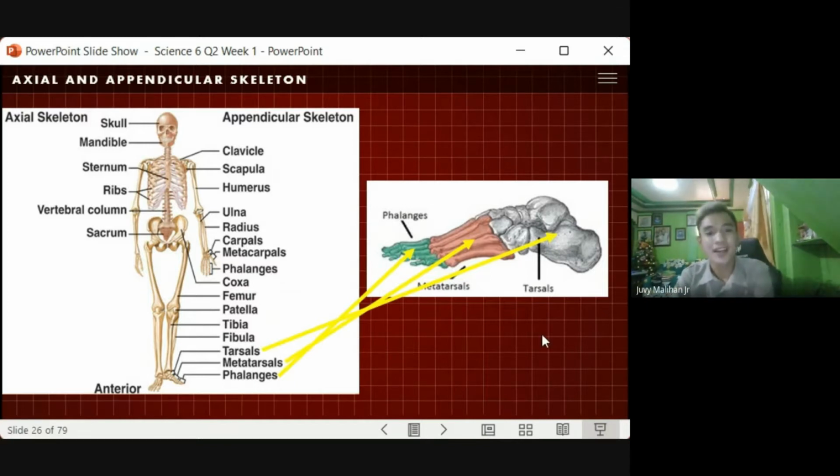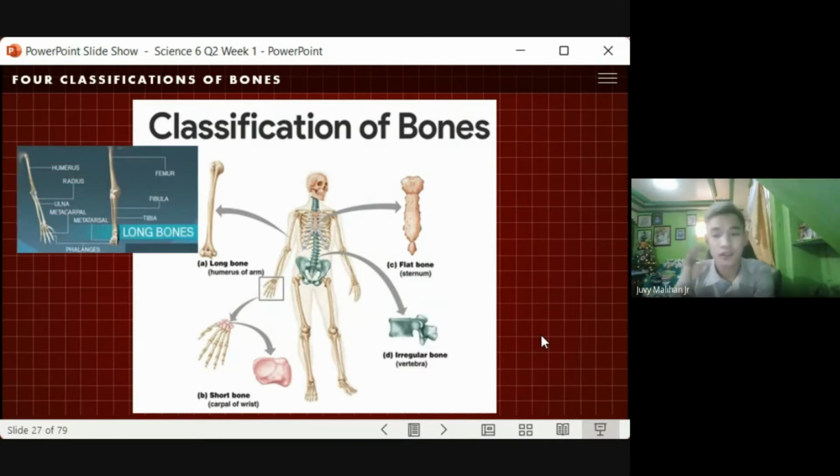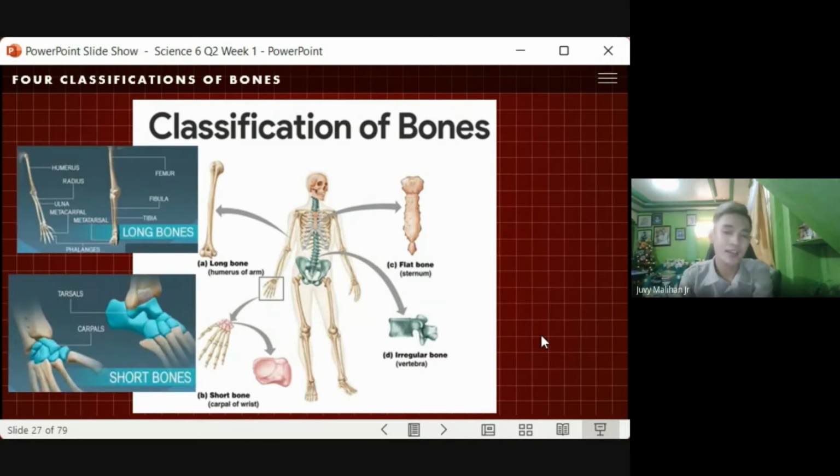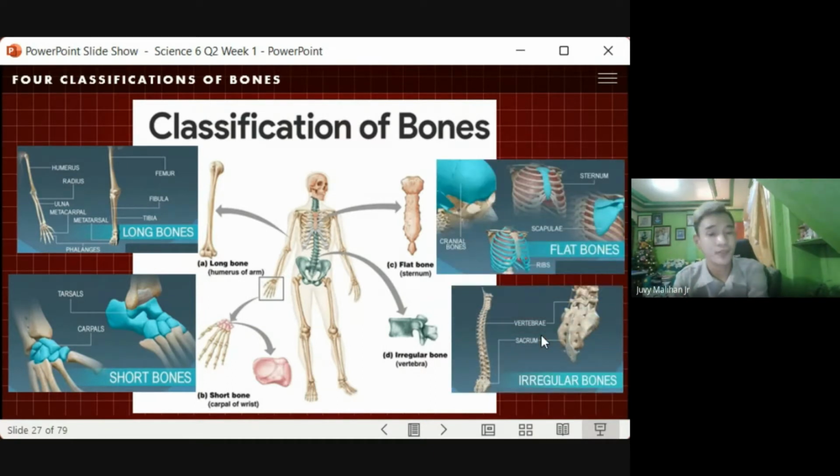Okay? Now, class, our bones are classified into 4. Okay, so we have 4 classifications of our bones. First, we have the long bones. Second, short bones. Third, the flat bones. And the fourth one are the irregular bones. Okay, now let's first go to the long bones. Now, what are the examples of these long bones?